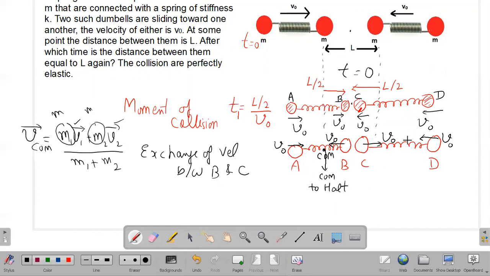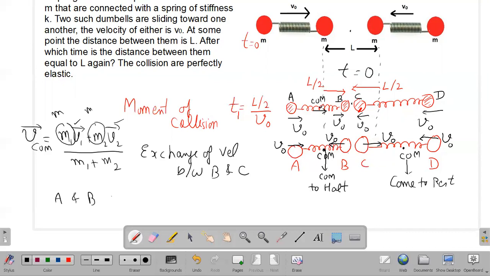And the same will happen with the center of mass of blocks C and D. That will also come to rest. Notice before collision, the center of mass of the system was moving with velocity v naught. But during collision and after collision, the center of mass will stop. And the two masses A and B will start oscillating in the frame of their center of mass.